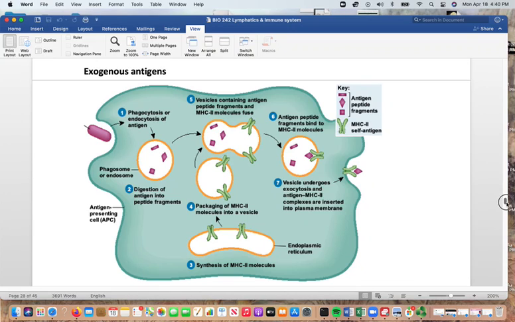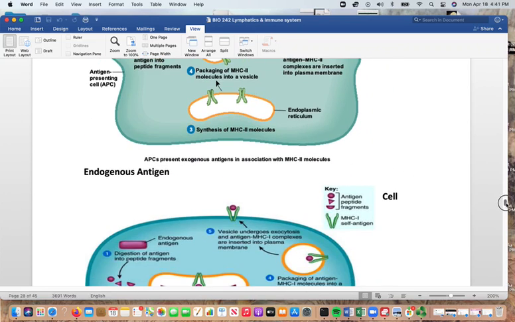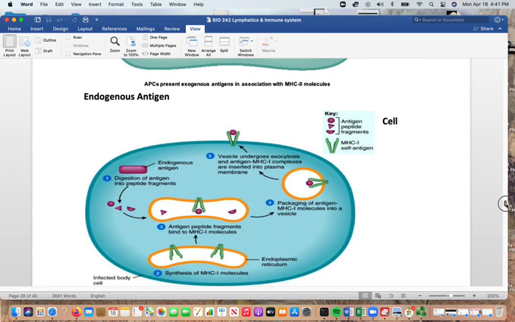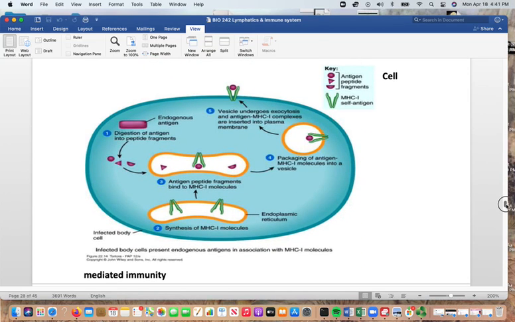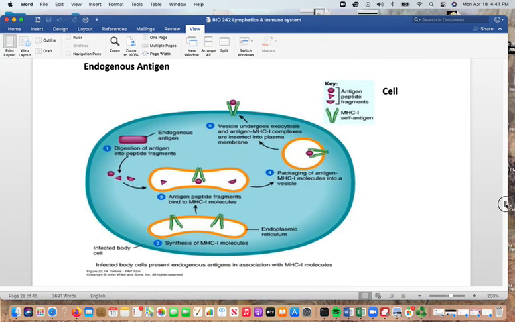So this is showing here the synthesis of your MHC molecules here and the process of displaying the antigen. And this is showing the process of displaying the antigen, this time for an endogenous antigen.